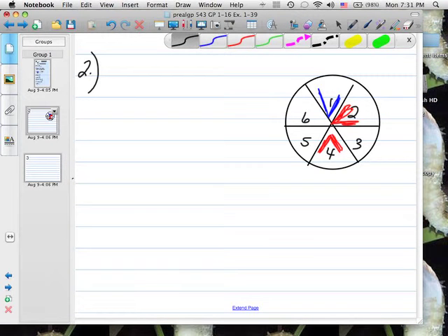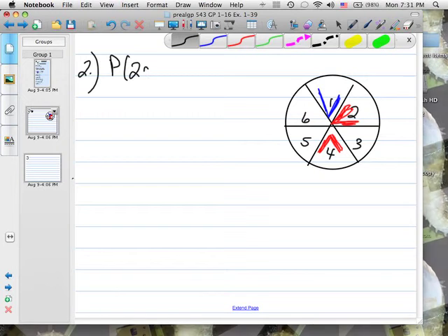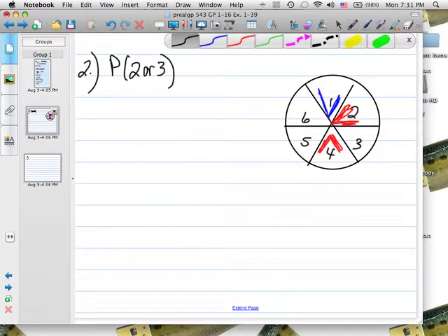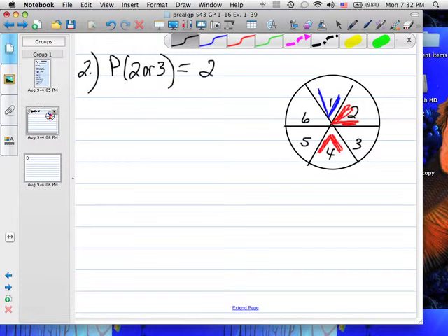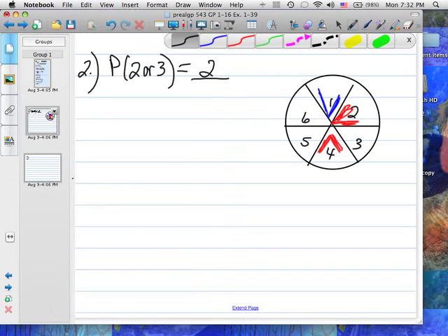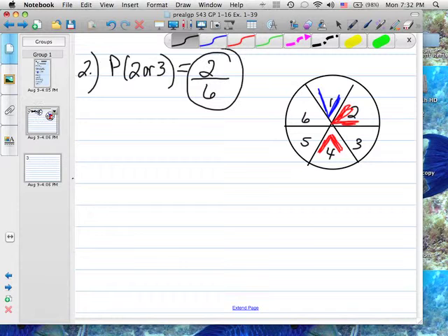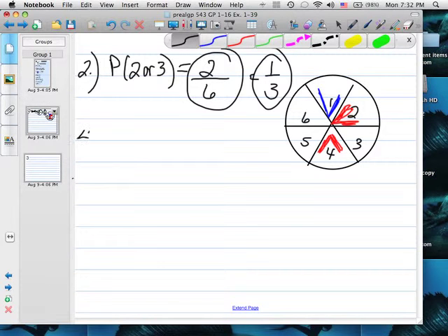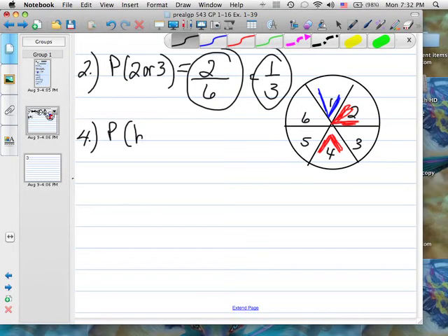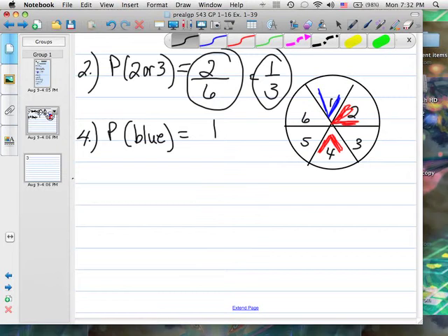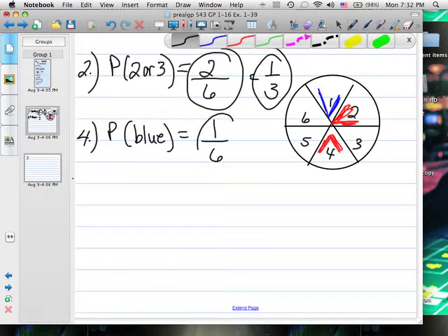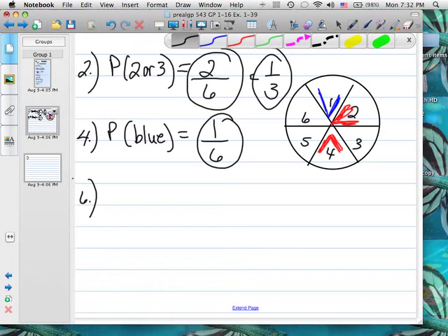So number 2, the probability of a 2 or a 3. How many ways can I have that happen? It could land on the 2 or the 3. That's 2, out of how many total possibilities? There are 6 sections. So that's 1/3. Be sure and simplify. Problem number 4, the probability of getting a blue. Well, looking at the spinner, there's only 1 way to get a blue section out of 6, so it's 1/6. Number 6, the probability of a number divisible by 3.